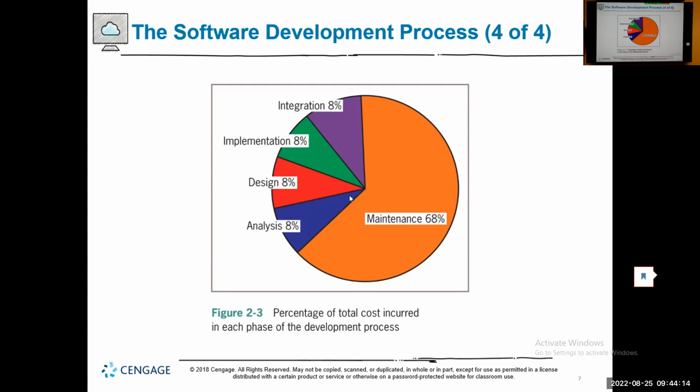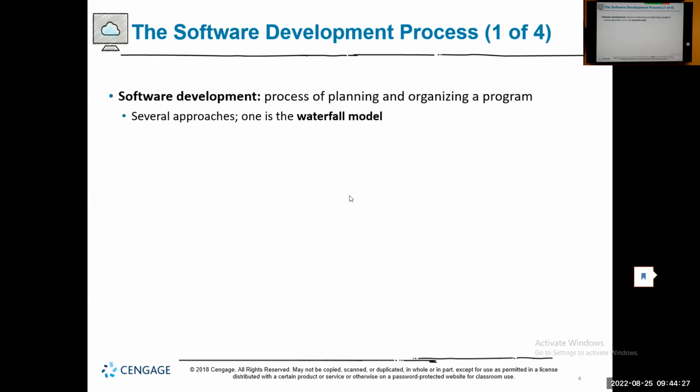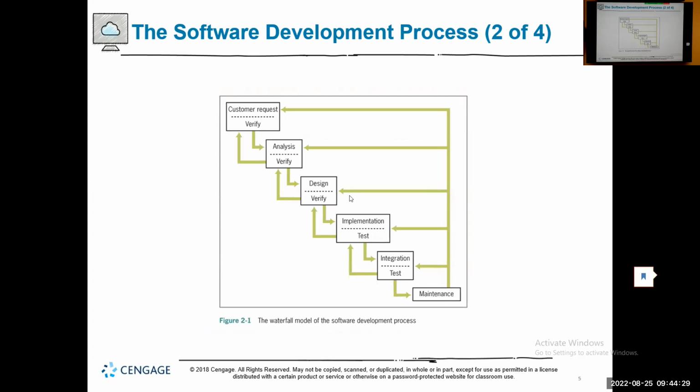So see, it's analysis and design, implementation, and integration here. But for maintenance, you have a lot of cost for this one. That's why, if you go back to the life cycle here, the two important steps are analysis and design.